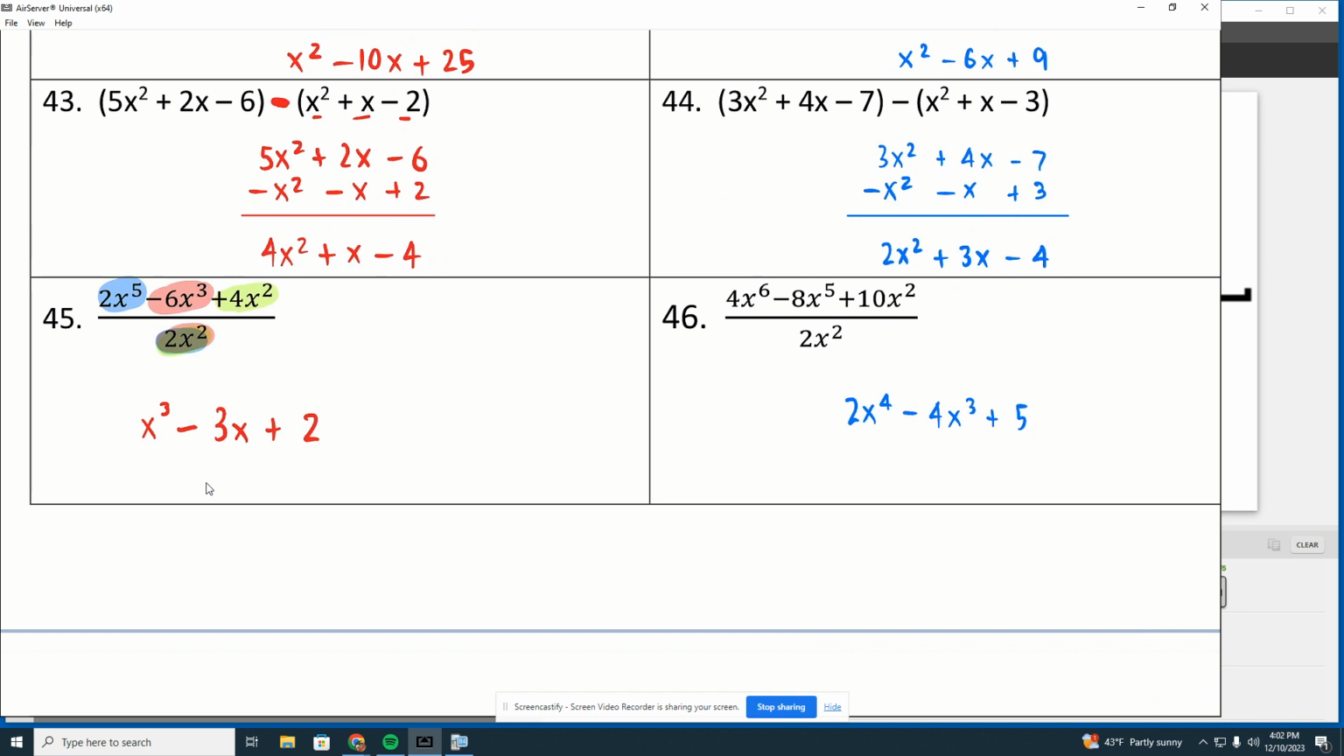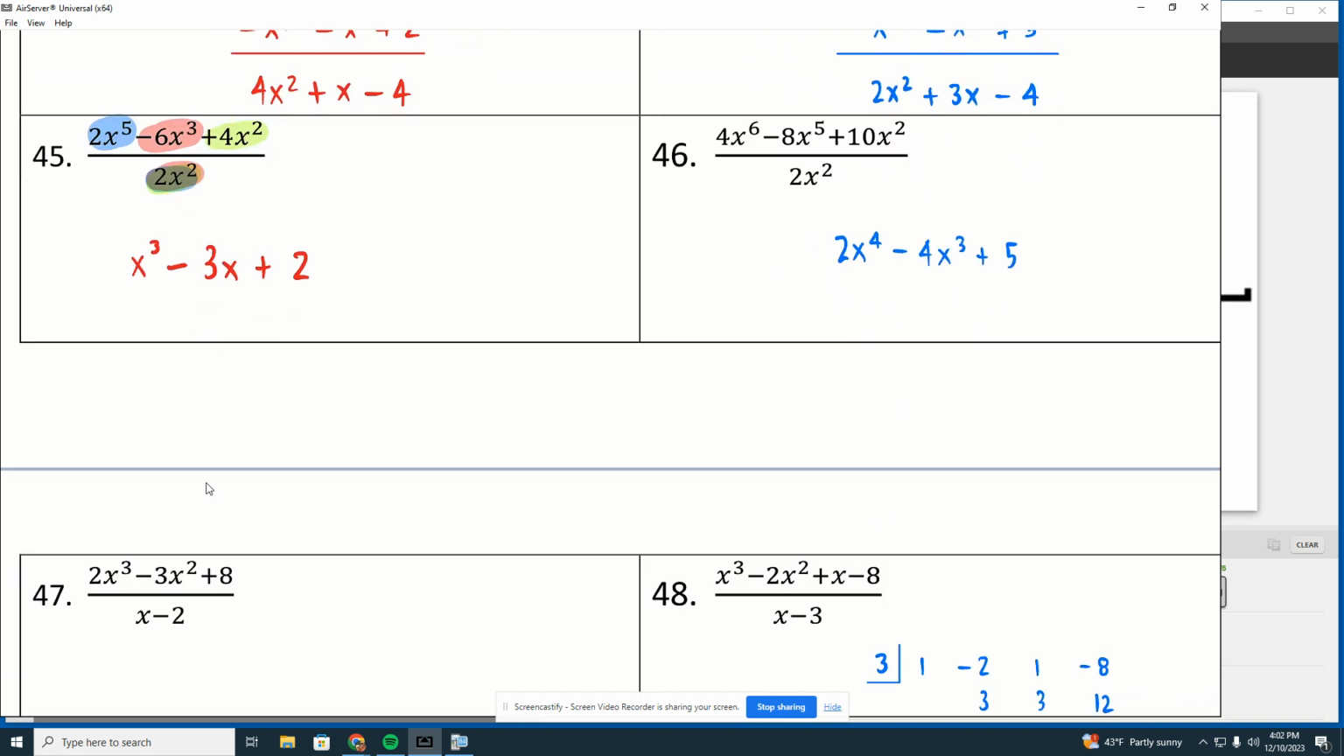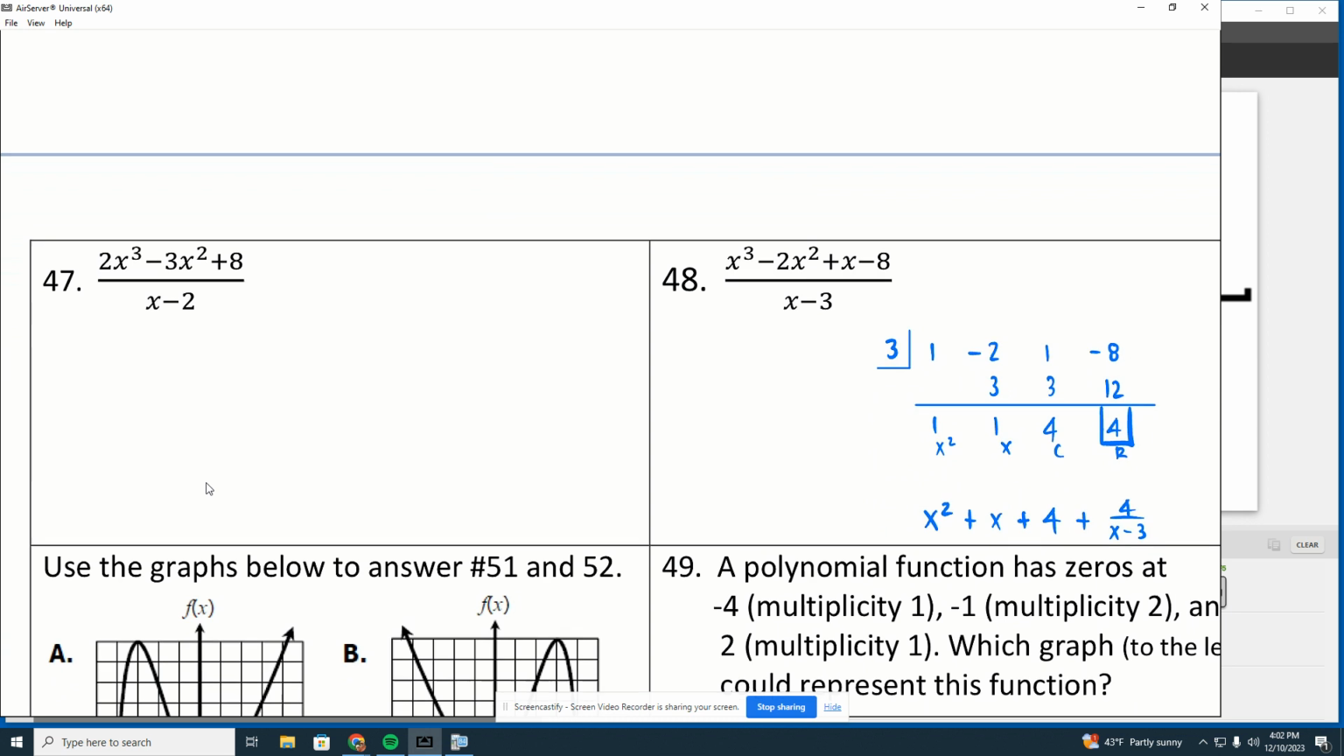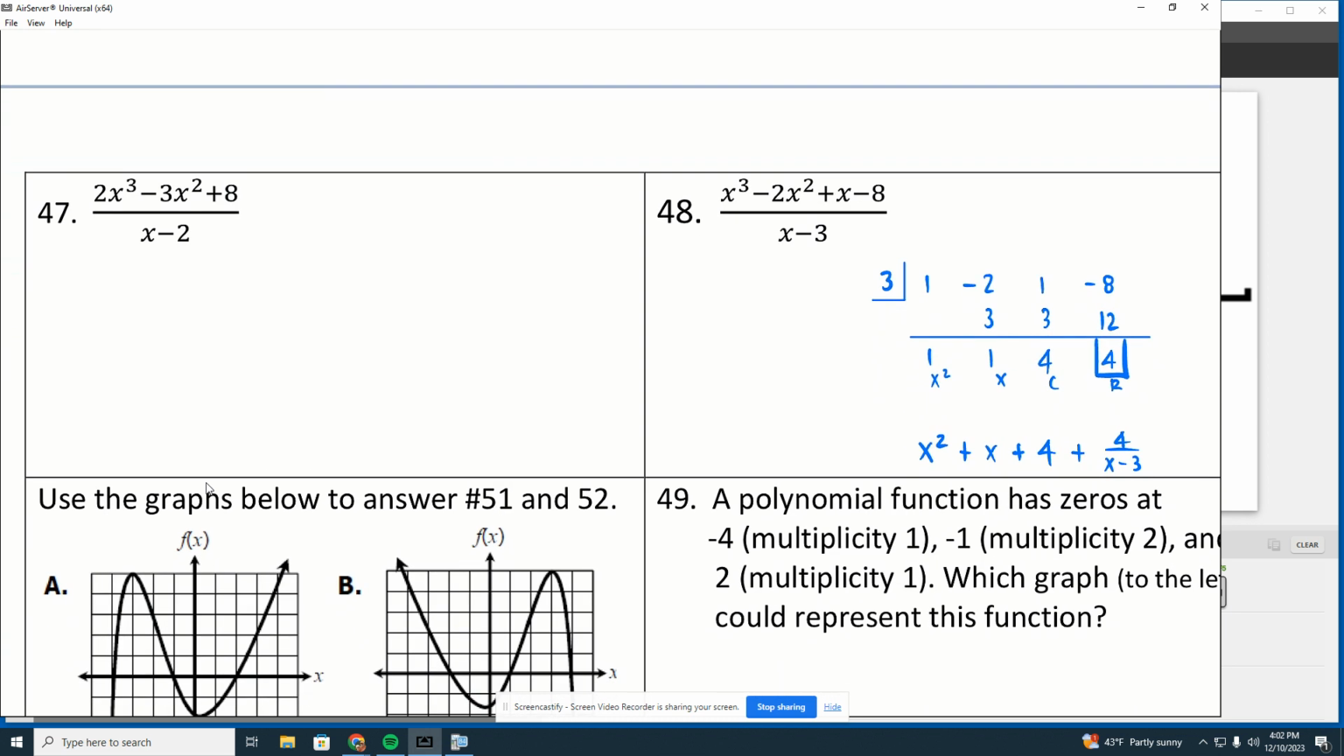Very simple. And then the last one, we're going to divide by that binomial. So as you can see over to the right, I used synthetic division. Remember, I can use synthetic division when I'm dividing by a binomial that has a leading coefficient of 1. And it does not have a squared. It's just x minus 2, okay? So I can put 2 in the box.